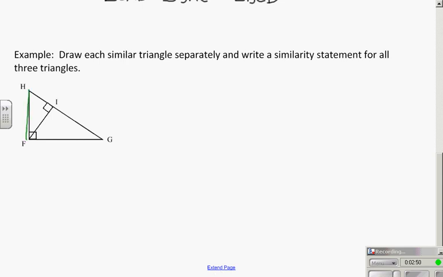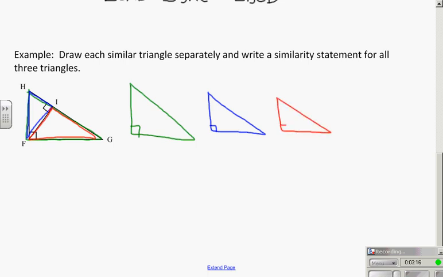So let's color code them. Here's our big guy. And then we have a little guy here in blue. And I'm going to exaggerate the short side and the long side in them for our picture. And then we have the guy in red. All right, so starting with my big green one, my right angle is F, up the short side to H, down the hypotenuse to G.